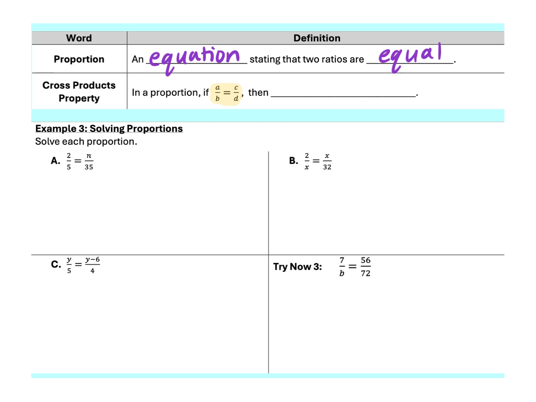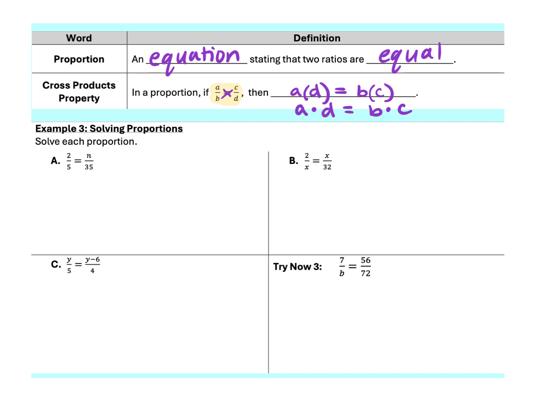And in a proportion, the cross product property tells us that if A over B is equal to C over D, then A times D is going to equal B times C. And you can either write multiplication with the parentheses, or if you'd rather, you can use the dot. A times D equals B times C. All right, so let's use that property now to solve some proportions.